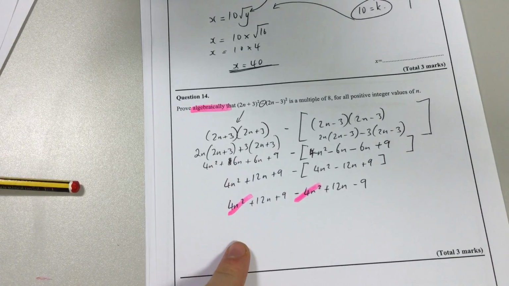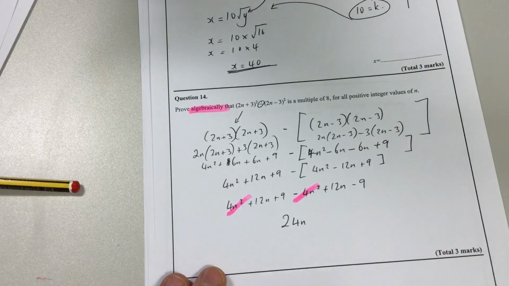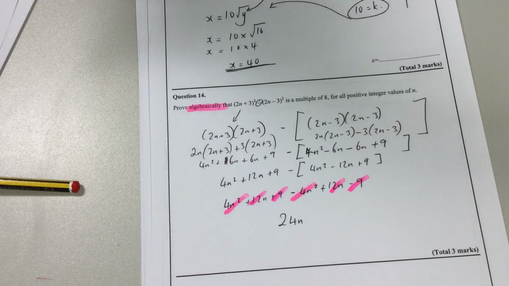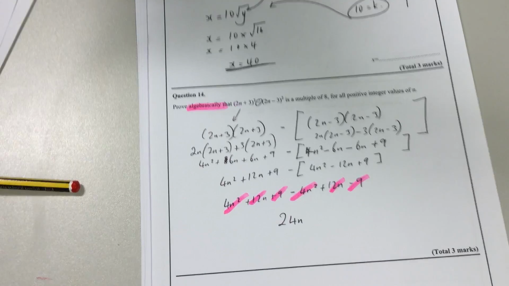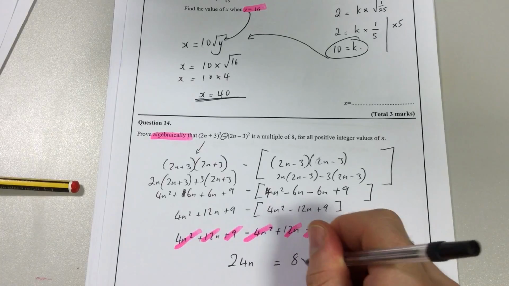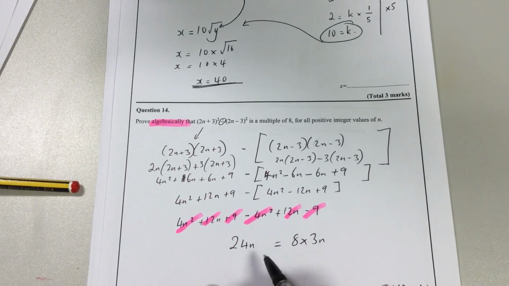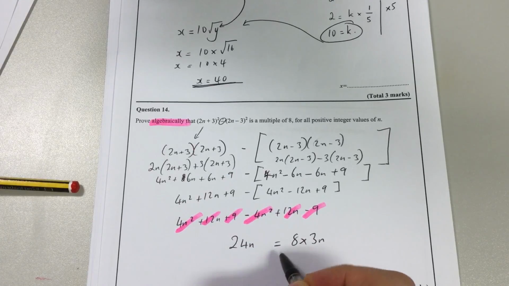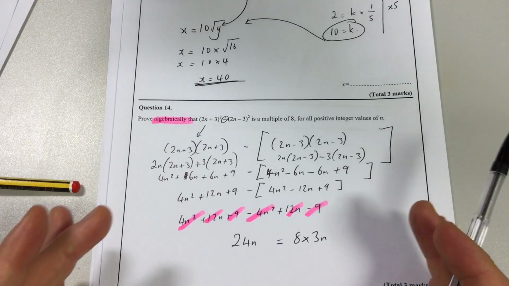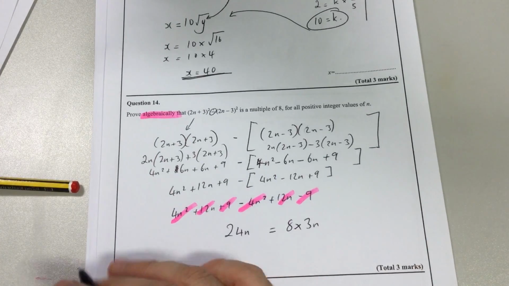I've got 12n, add 12n, which is 24n. So that's then done. And 9 take away 9, cancel out. So I'm left with 24n. Which is good news because that is related to 8. And if I think about it, it's actually 8 times 3n. If I wanted to break it that way, I could say 24 is in the 8 times table. I could leave it like this, but I have shown that it is a multiple of 8. Okay, so that is it done.